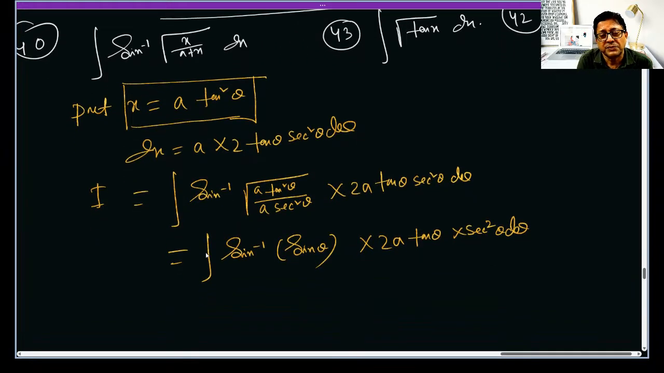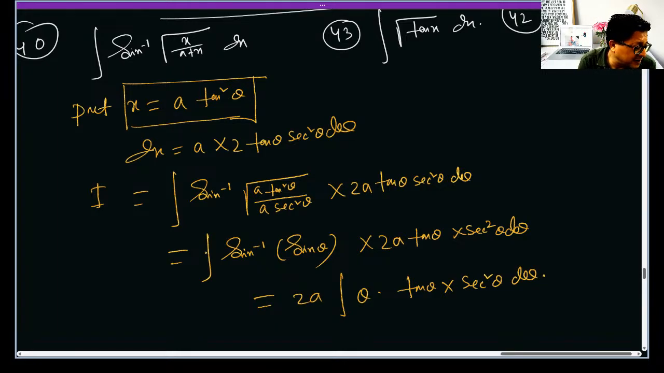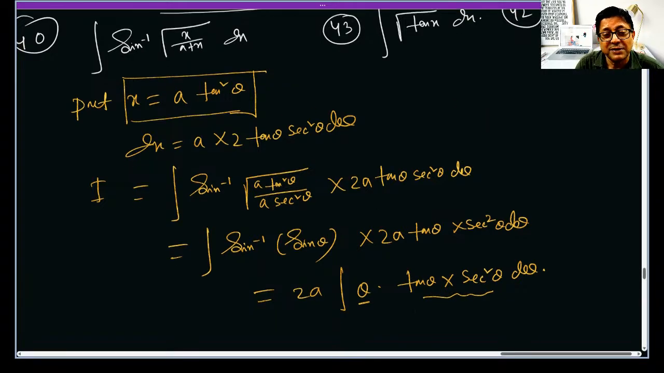Clear? So this is changed to 2a theta tan theta into sec square theta d theta. What to do after this step? After this step, by parts, we will be taking theta as first and this whole thing as second. Why? This can be integrated easily.